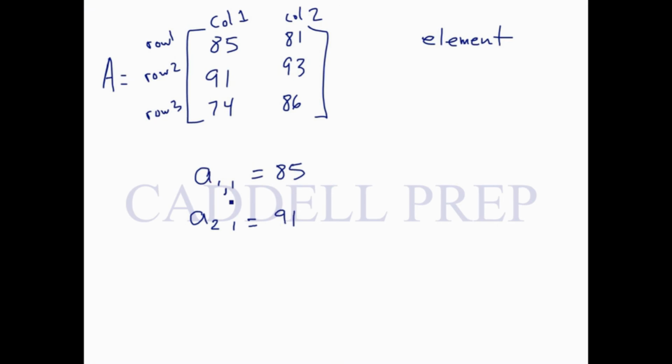And we also want to put commas here. This way we don't think this is A11, it's A1,1. And likewise, this is going to be A3,1. That's 74. If you look at this position, it's still row 1. Now it's column 2, so row 1, column 2. So A1,2 is 81. Then row 2, column 2, so A2,2 is 93. And A3,2 is 86.